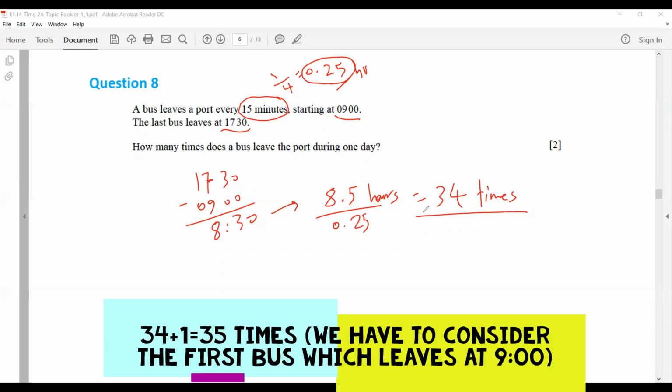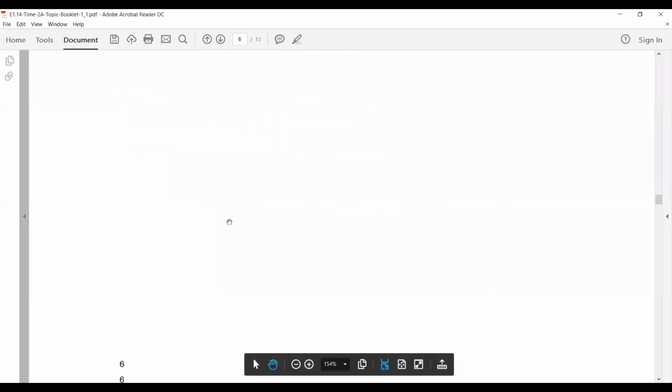34 times from 9 a.m. till 5:30 p.m. the operation, that's the time of this bus, the operational hour, right? So every 15 minutes. So that's it. I think it's quite clear, the procedure. Okay, let's move on to the next question.